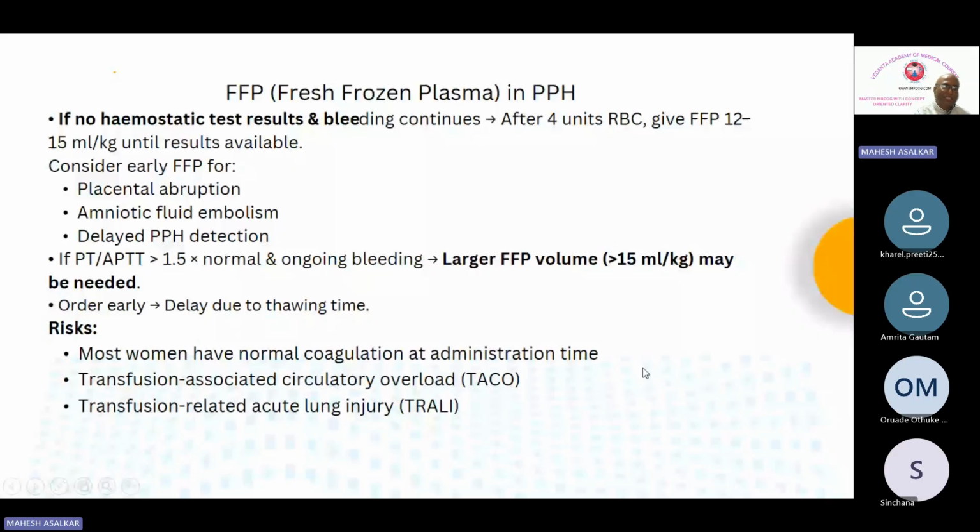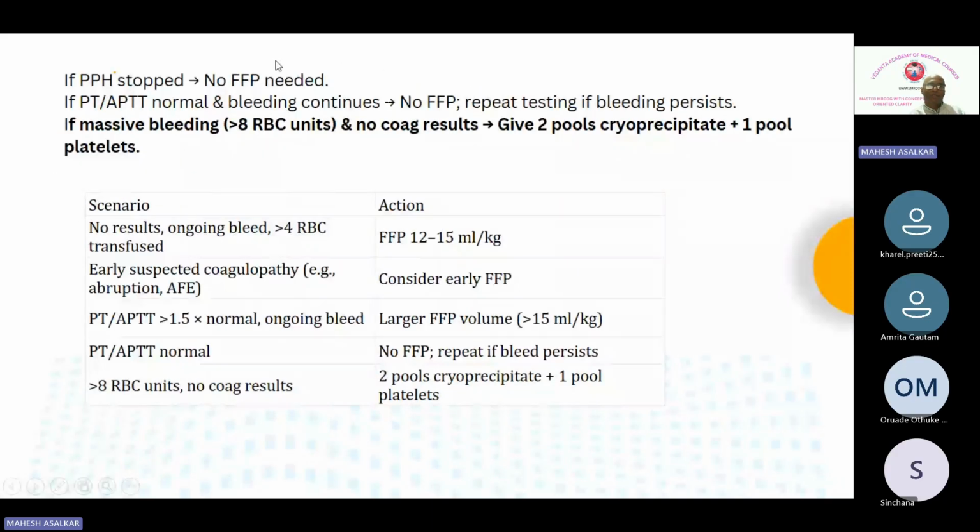Okay, then what are the risks? The risk can be transfusion associated circulatory overload, that is TACO, and TRALI, that is transfusion related acute lung injury. Okay, if PPH is stopped, no FFPs are required. If PT and APTT are normal, bleeding continues. Okay, no FFPs, repeat testing if bleeding persists.